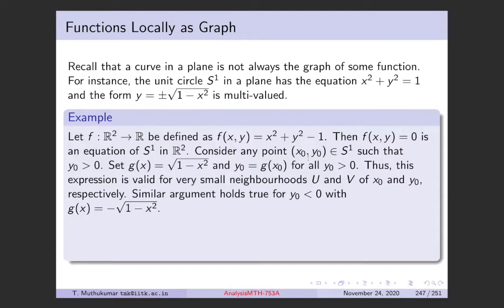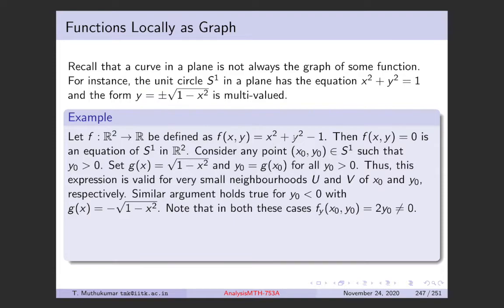The same argument also holds in the lower half plane, but you just choose the negative square root of 1 minus x square. It's going to tell you that the lower half plane can be seen as a graph of such a function. But in both these cases, if you notice, f y of x0, y0, that is, you just differentiate this with respect to the y variable here. So it's 2y.